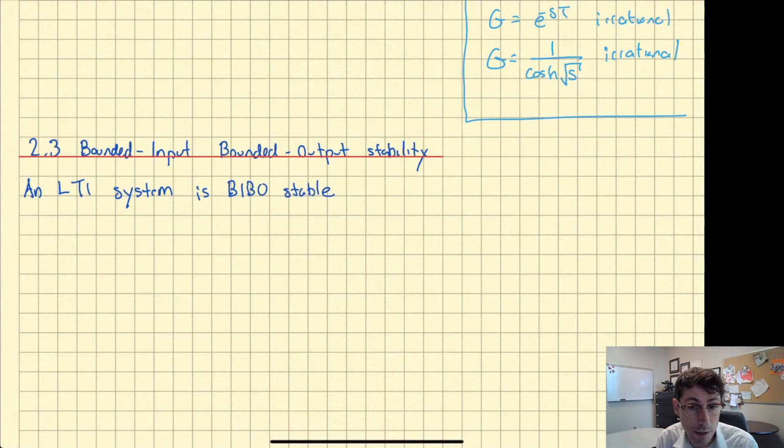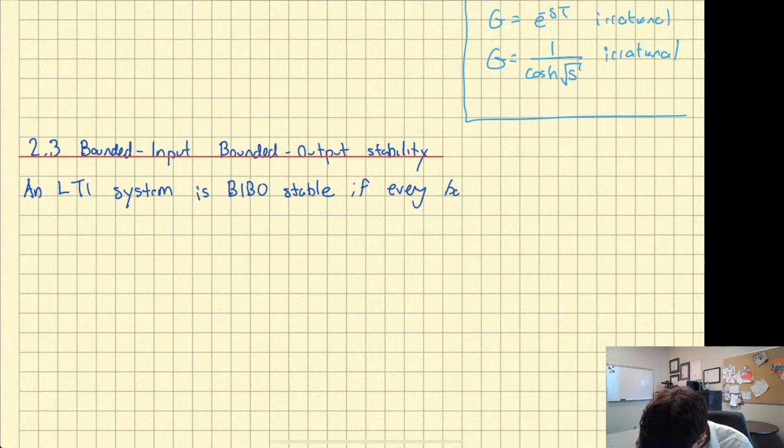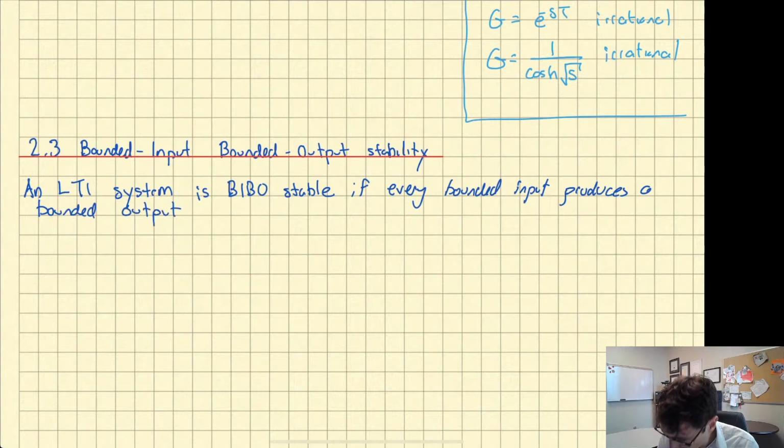So BIBO there is the abbreviation for bounded input, bounded output. Stable if every bounded input produces a bounded output. Okay, and I want to emphasize the word every. Okay, so let's do a little mini example.